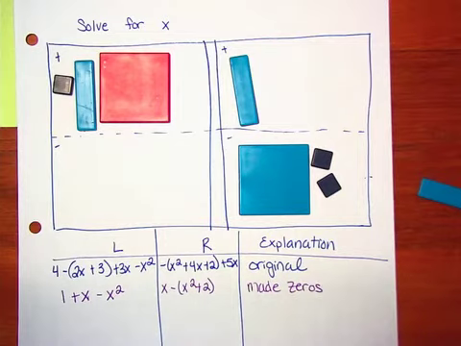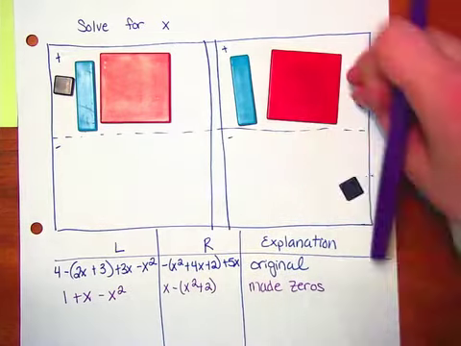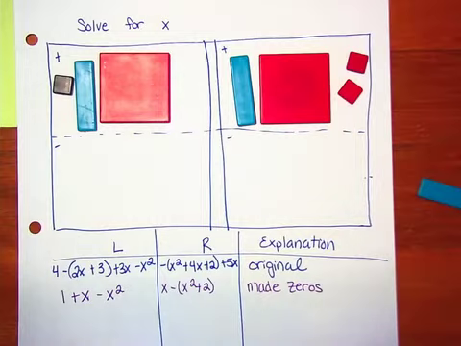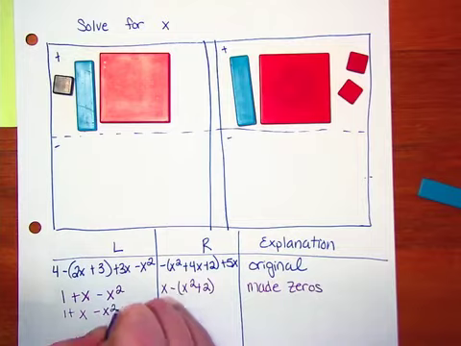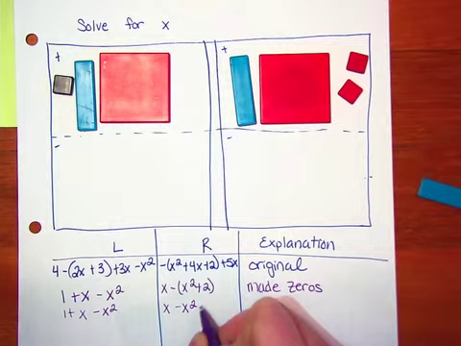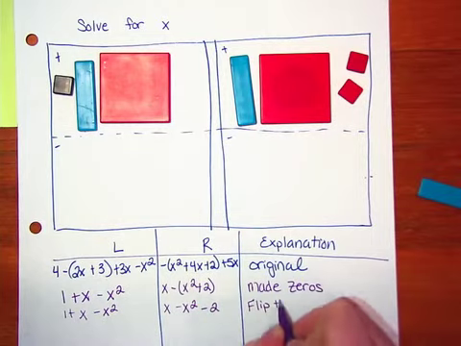Now let's take a look at flipping to see everything in the top region. So we're going to flip the x squared up and the 2 unit tiles up to the top region, and we'll record what we see now. So we have the same thing on the left, 1 plus x minus x squared, and on the right we have x minus x squared minus 2. And we flipped our tiles to the top.